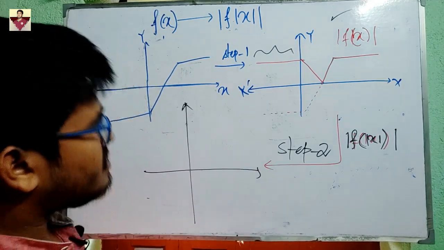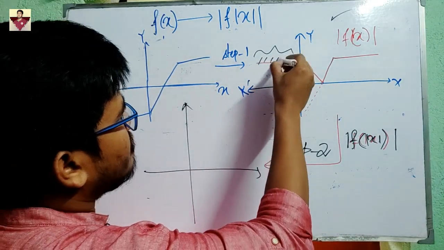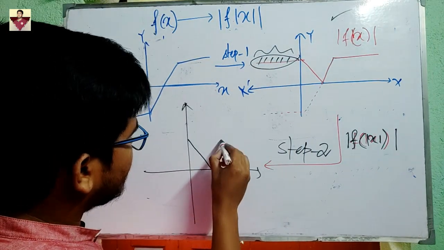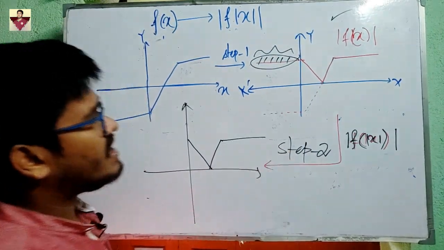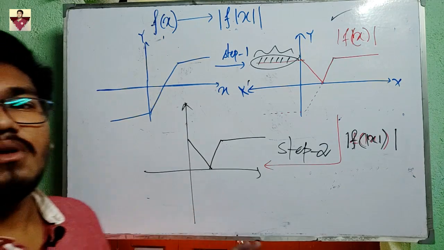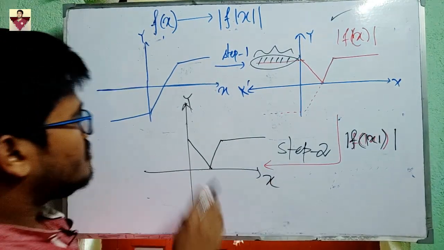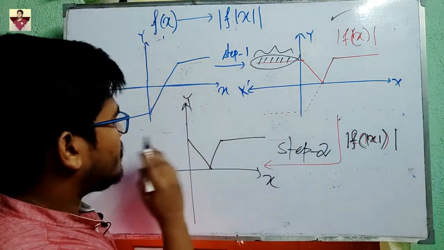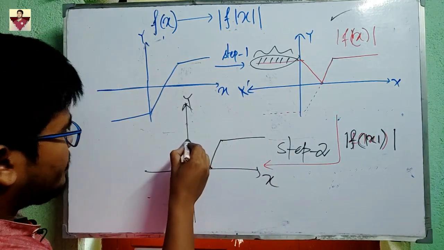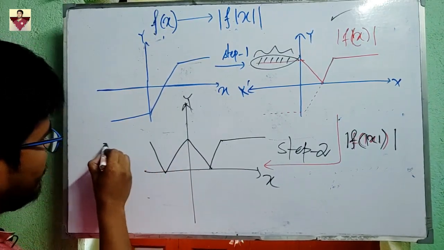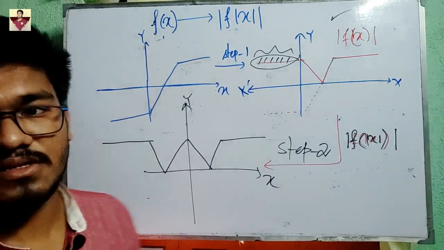So first, I will neglect this part, so I will delete this part, so the graph will be like this. Then I will draw the mirror image about the y-axis. Whatever is on the right side of the y-axis will be inverted 180 degrees by this mirror about the y-axis. Then the final graph will look like this.